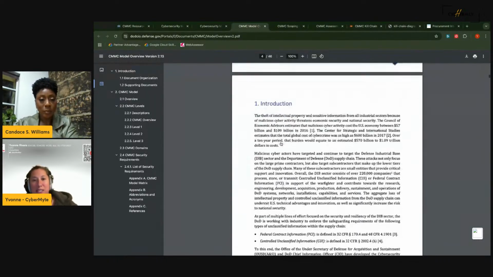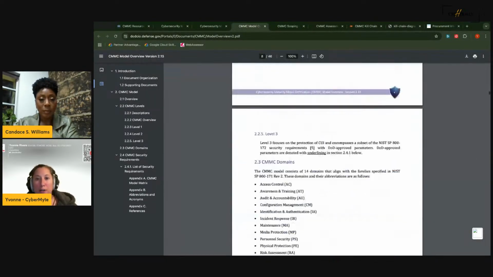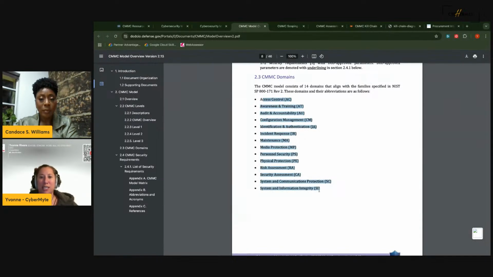A control family is a group of controls that are related to each other, and they're set out right here. Everything under the AC controls, the access control family, is going to be related to access control. Anything under awareness and training is going to be about cybersecurity awareness or training. Audit and accountability is the same thing, all the way down to the bottom. Access control is about physical and logical access, so any type of access to the system.